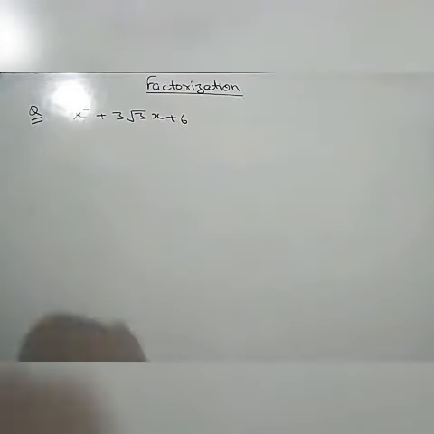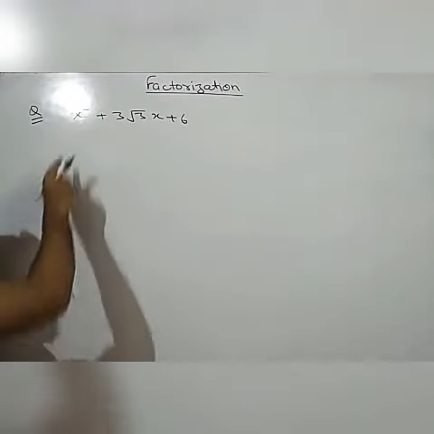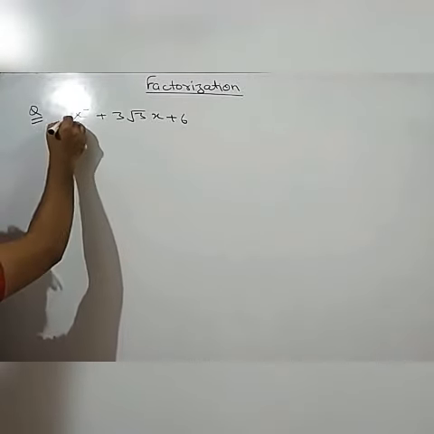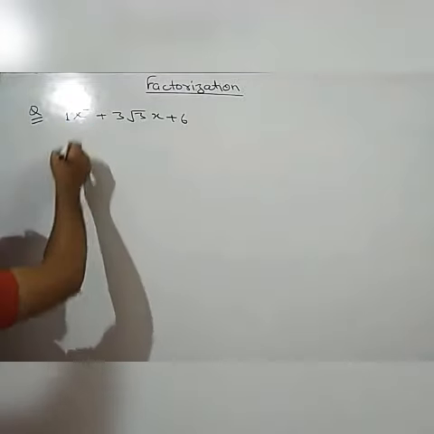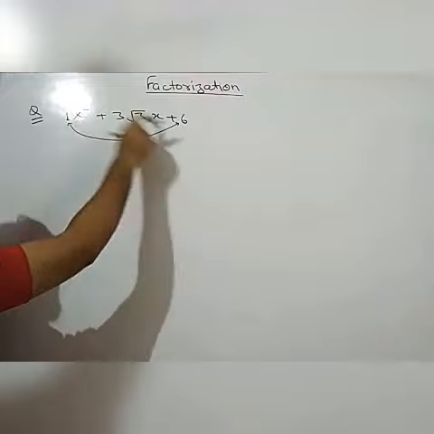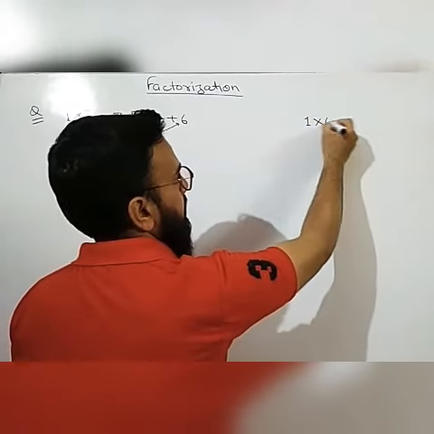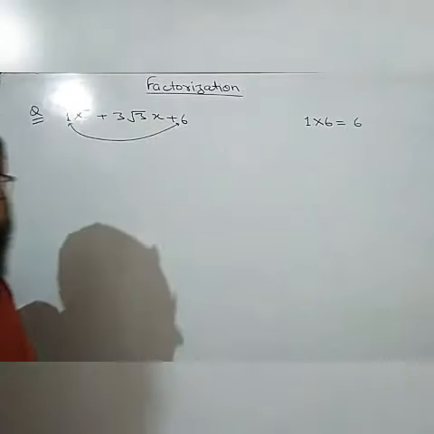As we have already discussed, for splitting the middle term, first we take the coefficient of x square. Here the coefficient of x square is 1. So we multiply the coefficient of x square with the constant term, and the constant term is 6. So first we will multiply 1 into 6, that will be equal to 6.